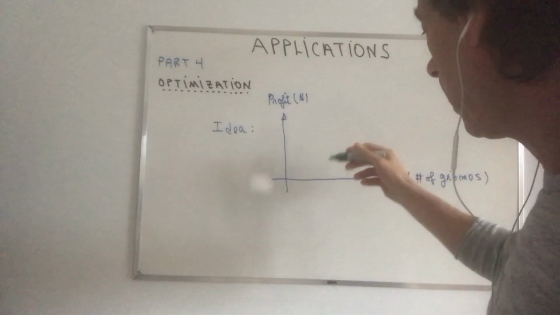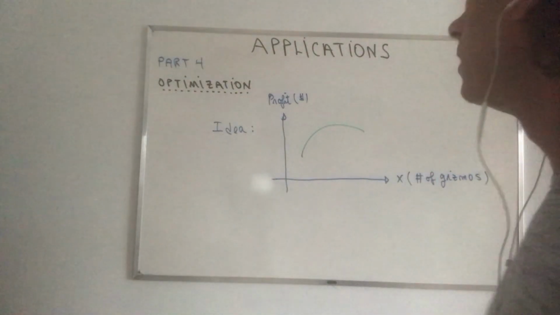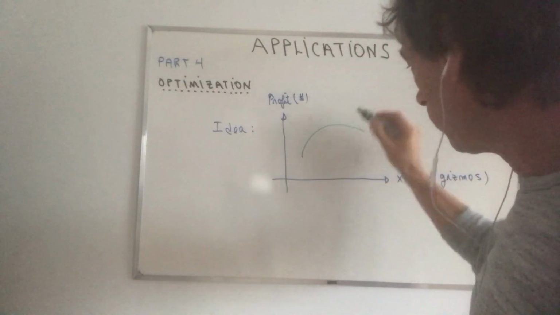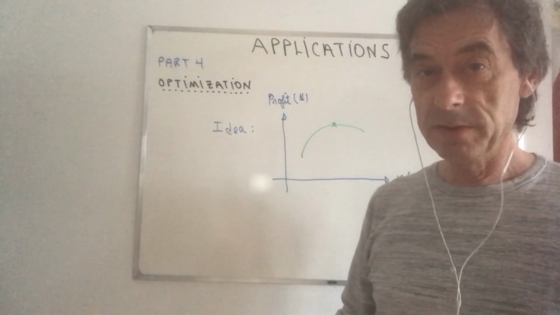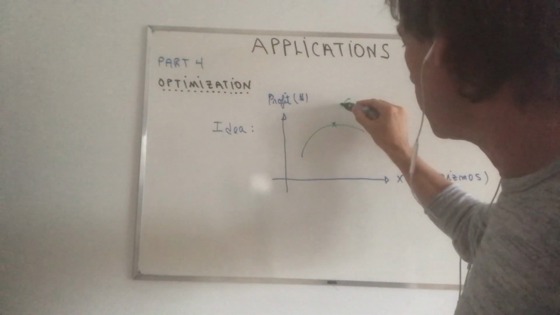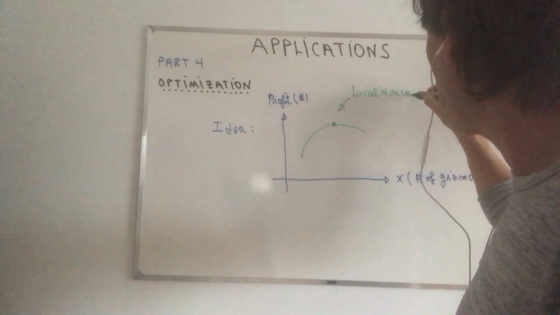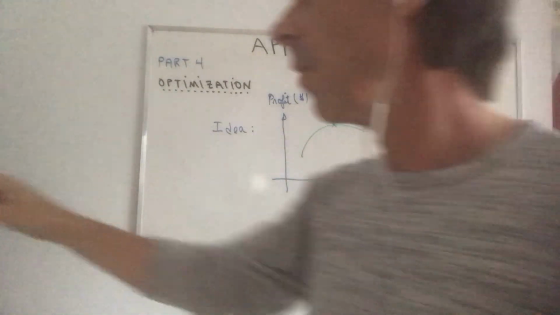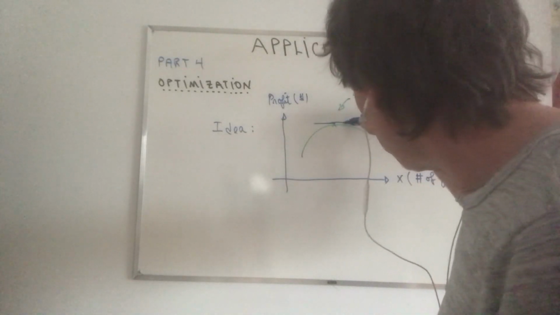Okay, the idea is actually fairly simple. What we would like to have is, if the curve looks like this, big if, well, we would like to be as much as possible here. We would like to be where the profit, the y value, is the highest. Now that corresponds, as we all know, to a local maximum. And a local maximum is a point where the tangent line is 0. That is where the derivative is 0.